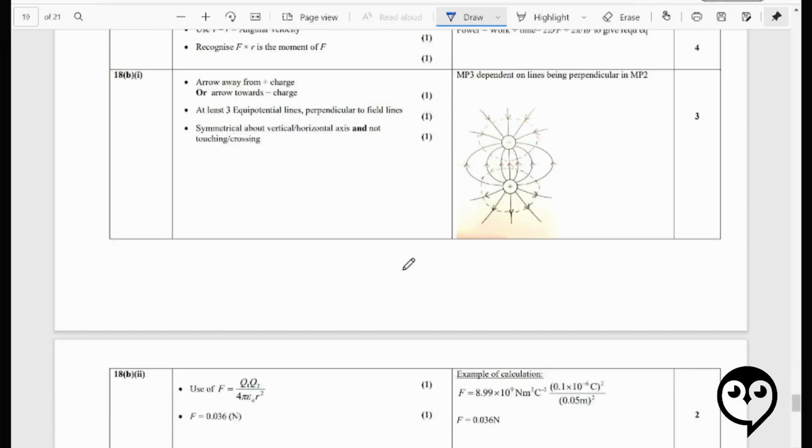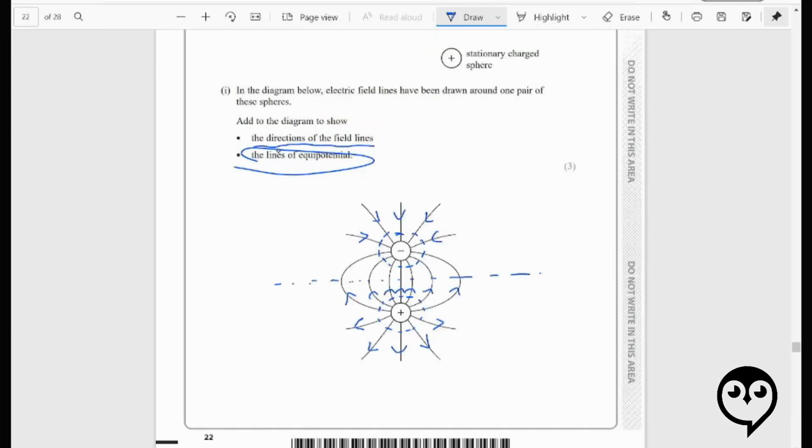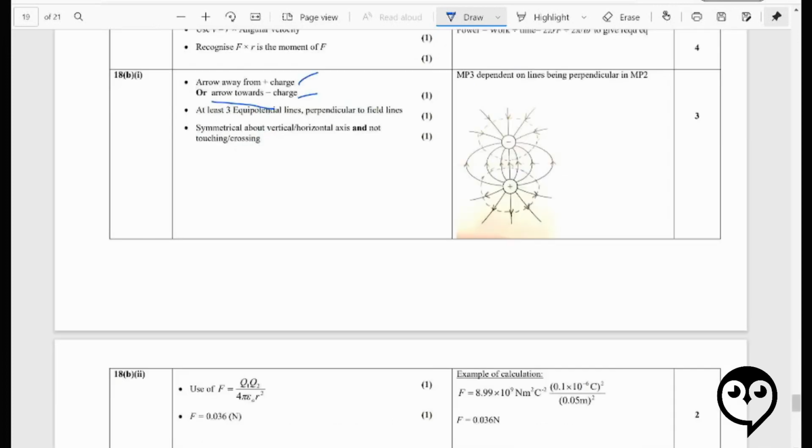Let's see what they say. Right, so we've got arrow away from charge or towards the charge. I don't know how many arrows they actually wanted. They wanted directions of the field lines, so yeah, I've done it everywhere. Show at least, and here's the thing, show at least 3 equipotential lines perpendicular to field lines is what we've done, okay? And as you can see in the lovely diagram that they've provided, it's symmetrical, not only about the horizontal axis, but this vertical axis as well, okay?